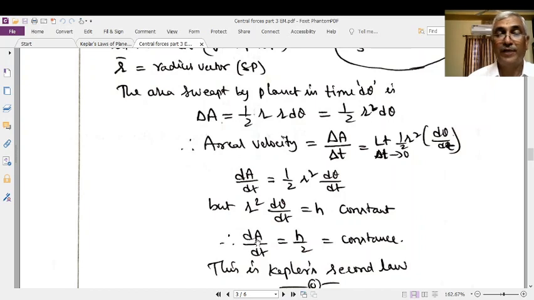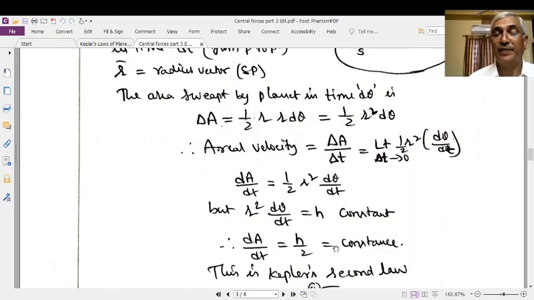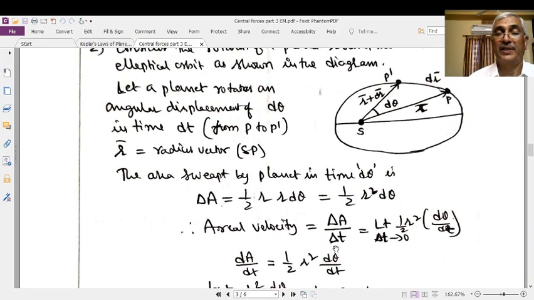Okay, therefore dA by dt is equal to h by 2. It is also a constant. Therefore, areal velocity is constant. Okay, that is nothing but Kepler's second law. That is the proof for Kepler's second law.